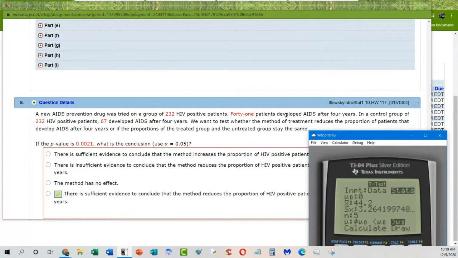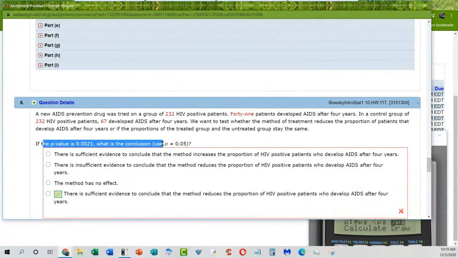Or is it percent? But in this problem here, they give you all kinds of information, but then they tell you what the p-value is. And they ask you, what are you supposed to do? So they've given you the p-value. You don't have to do anything in this problem because all you're doing is comparing the p-value to alpha and then deciding whether you're rejecting or not.